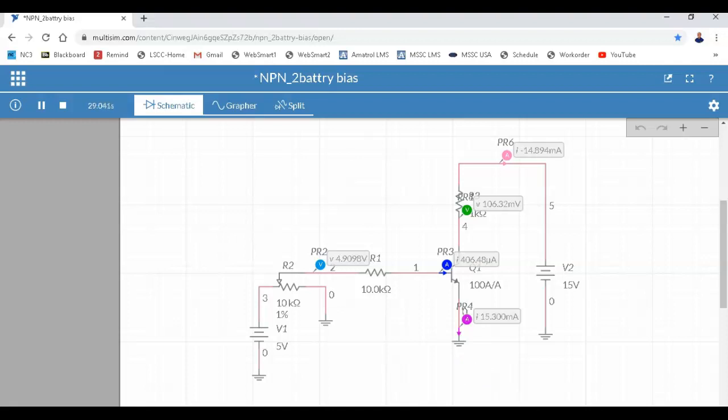What's that? This says it's got a beta of. It's telling me it's got a beta of 100. That's the beta, yeah. So it's saying I got 100 amps for every 1 amp of base current, a beta.